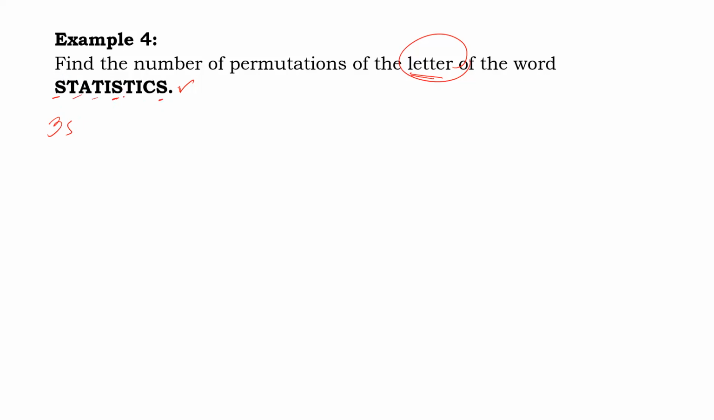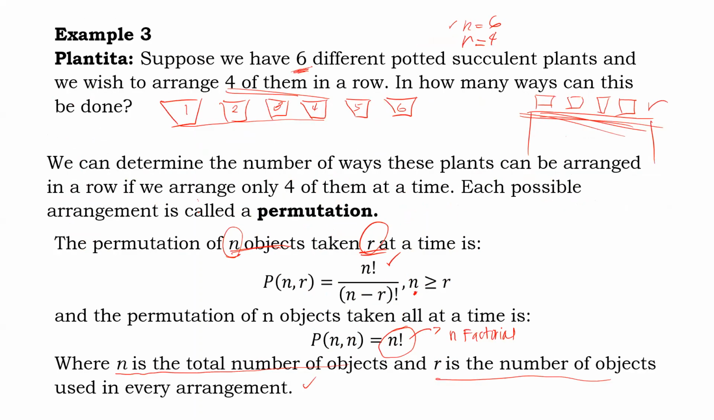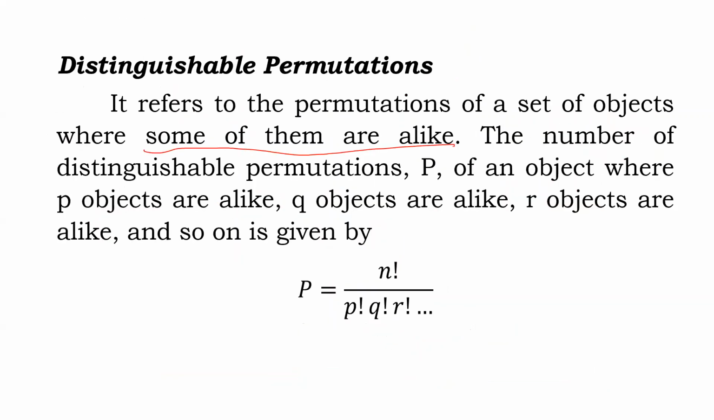Meron din tayong T, 3T, and we have I. We have 2 I's. Yan yung mga objects na alike. Now, how are you going to simplify this permutation? So, hindi na natin, pag ganito yung object, may mga nauulit, hindi natin gagamitin yung formulang ito. This is for linear permutation. Ang gagamitin yung formula is itong sa distinguishable permutation.